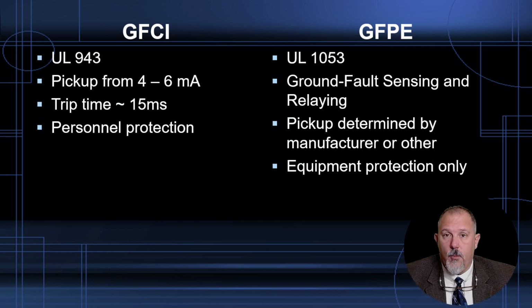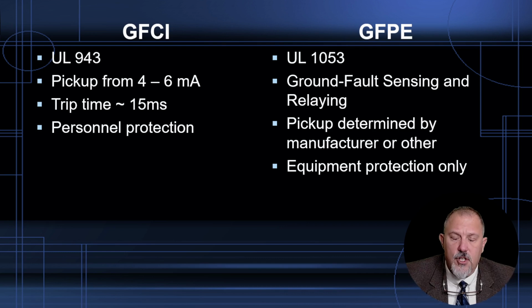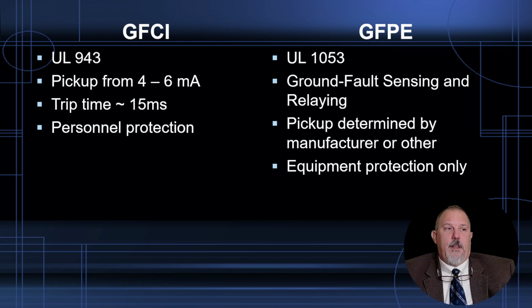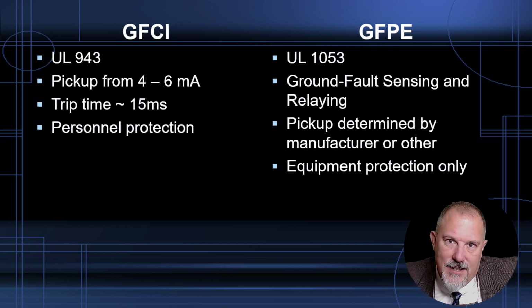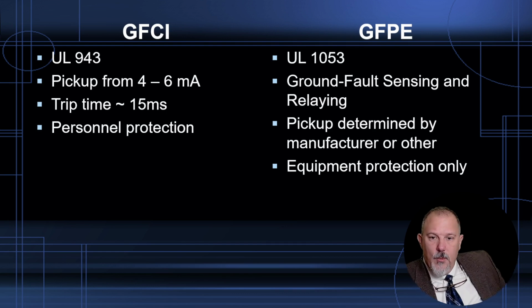Think about 230.95, we have a requirement for services, 1,000 amps and above. Service overcurrent protective device. If you have a circuit breaker, 1,000 amps and above, you need GFPE, a UL 1053 device. And what's the maximum pickup point? 1,200 amps. So you can have a ground fault protection of equipment device with a triggered set point of 1,200 amps. That's not going to provide personnel protection. That is going to provide equipment level protection.